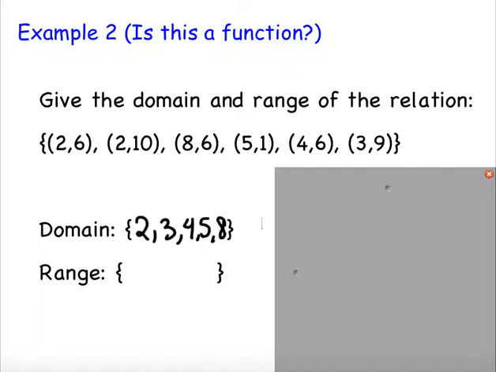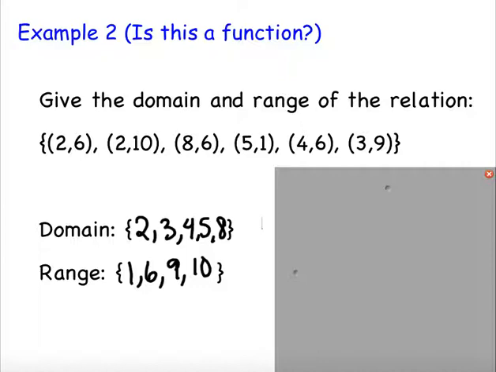Range, on the other hand, when we look, we're looking at our output values. So we would say we have a 1. We have a 6 as our next one. We have a 9. And we have a 10. Okay? 1, 6, 9, and 10 are my range values. Those are my output values.